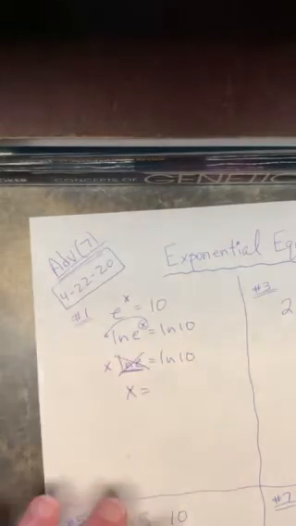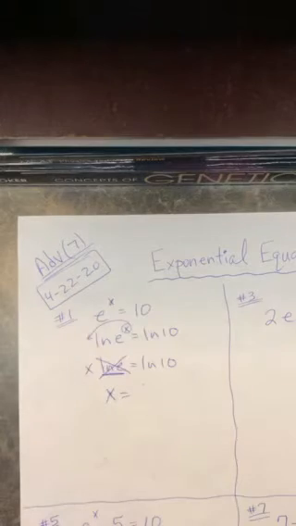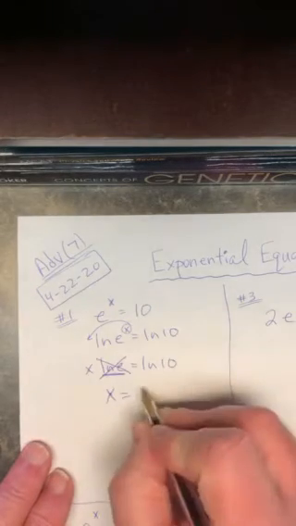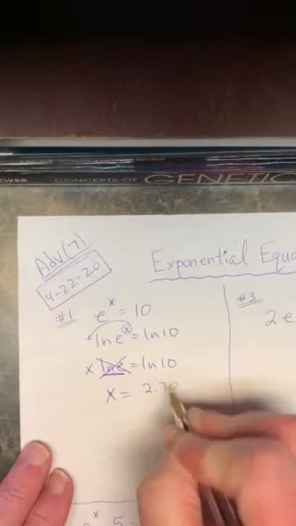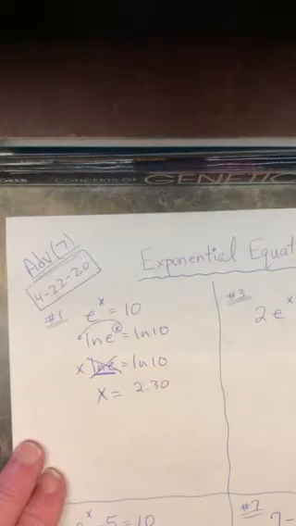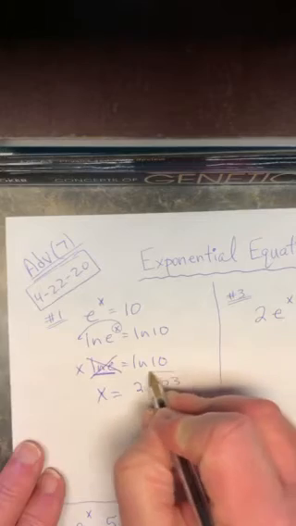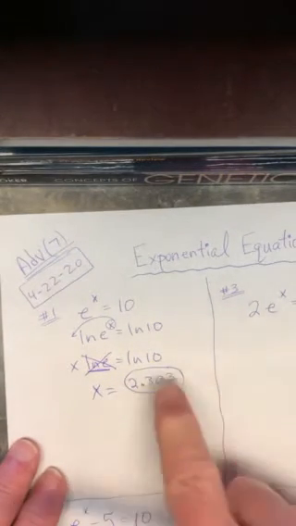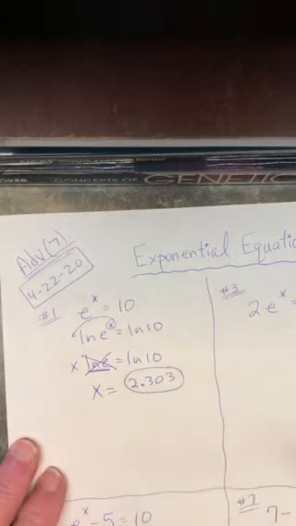Go ahead and push buttons with me and make sure you're getting the same answers so we're on the same page with your calculator use. Push ln 10, hit enter. And remember we predicted it would be 2 point something? It's 2.303. All answers are to the nearest 3 places on exponential and logarithmic equations.